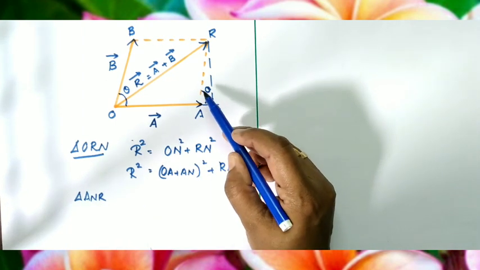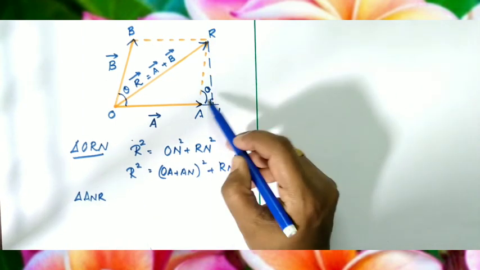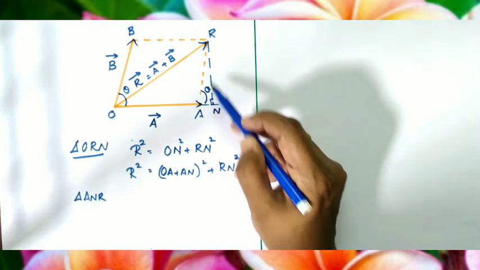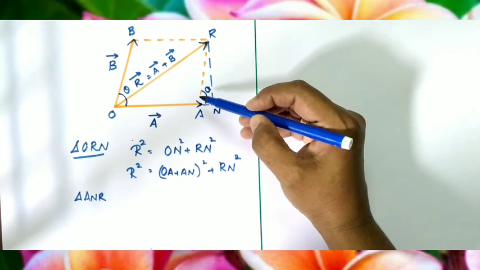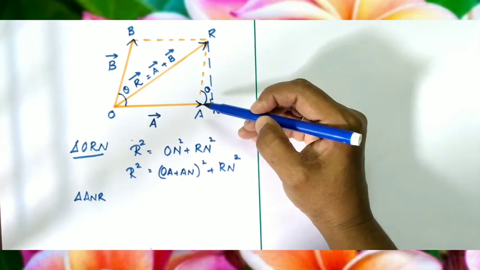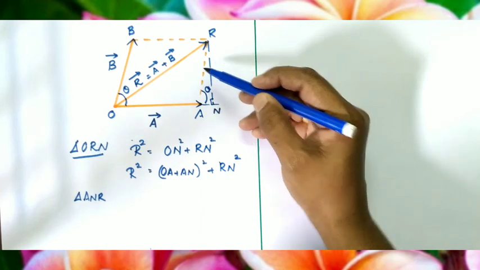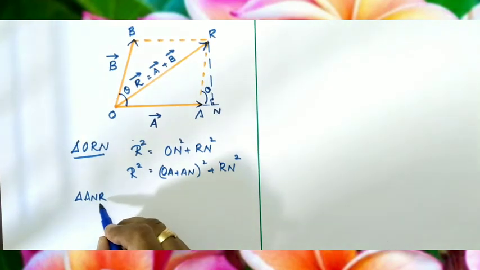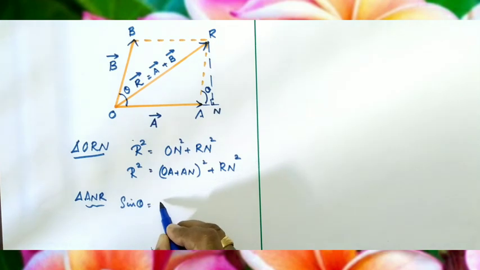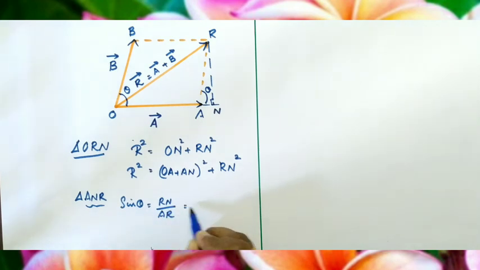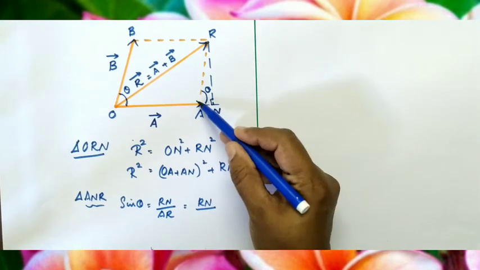Take sin theta. What is this sin theta? If you consider this triangle, sin theta is equal to opposite side, Rn, divided by hypotenuse. What is the value of hypotenuse? AR. Okay, this is 90 degrees, so opposite the right angle is the hypotenuse. So consider triangle ANR. Sin theta is equal to Rn divided by AR. Okay children, so what is this Rn? That is an unknown value.